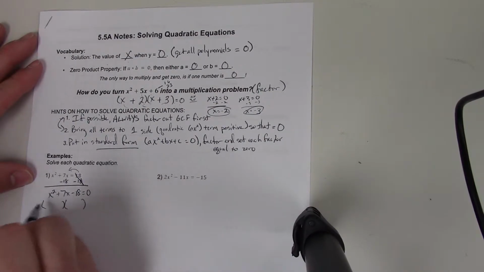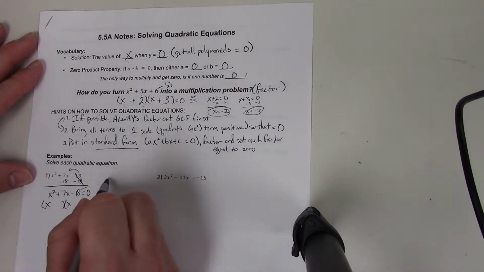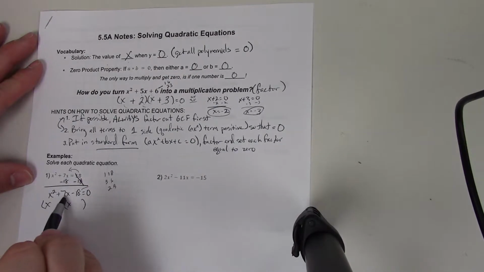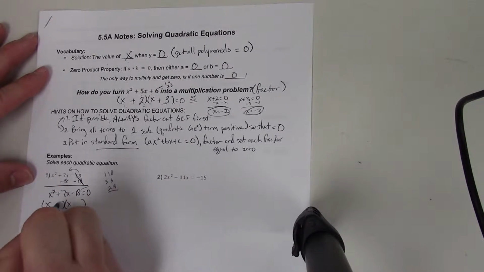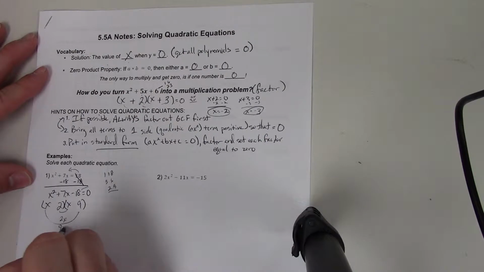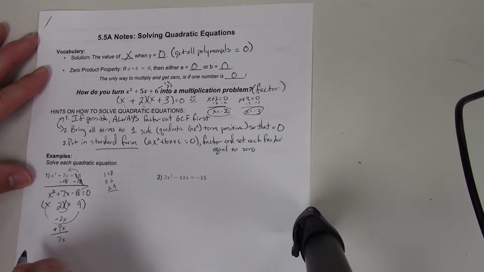Okay. x and x, the factors of 18 are 1 and 18, 3 and 6, 2 and 9. What's going to give me 7? Well, that's of course 2 and 9. So I'll put 2 and 9 in here. Now again, as I said yesterday, I need the outside and the inside to add up to give me 7x. And the only way that happens is if the 9 is positive and the 2 is negative.